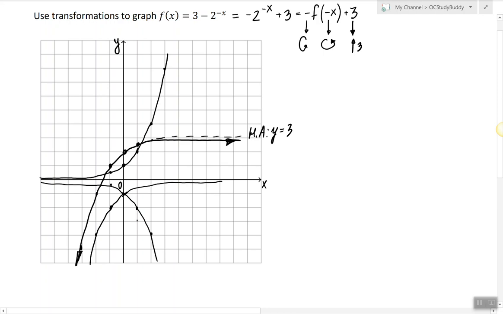So this is the graph of the given function, and I can make it more visible like this. So this is how we use transformations to graph a function.